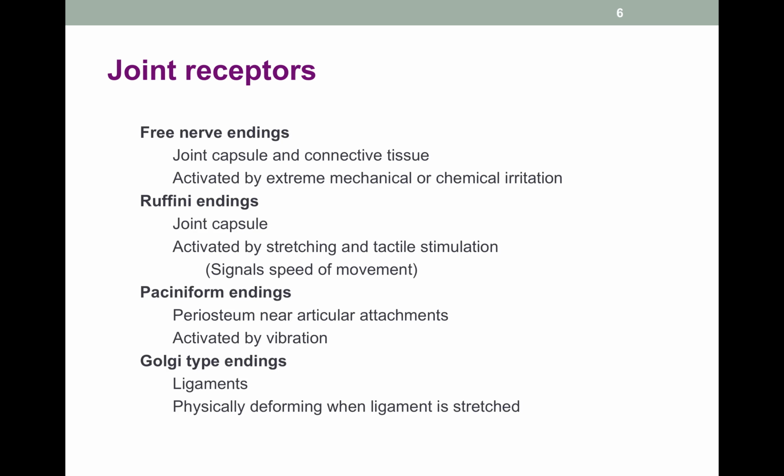Okay, so in terms of proprioceptors, most of these are found, like I said, in locations of joints. So these include free nerve endings. These are found in joint capsules and connective tissue. So the joint capsule is really a structure that encapsulates the joint. Remember, there's connective tissue all over the skeletal muscle system, and we're going to see some examples of that coming up. So there are free nerve endings within that connective tissue as well.